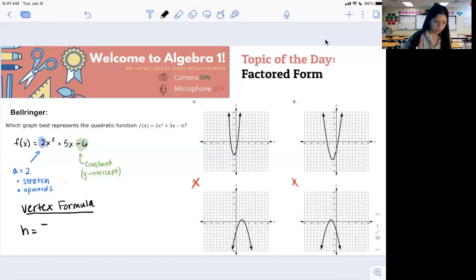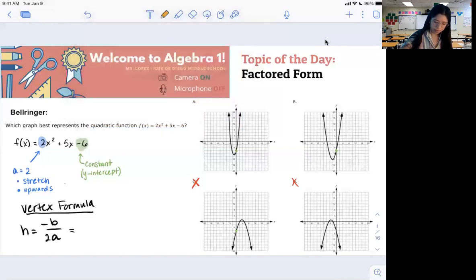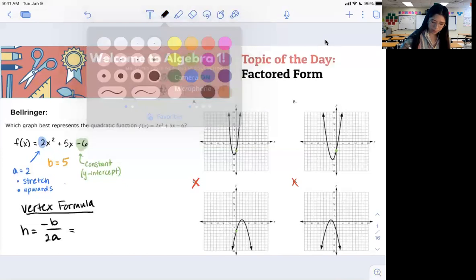h equals -b over 2a. So we know that a equals 2. What's b? 5. b is 5. I'm going to plug those numbers right into my vertex formula.